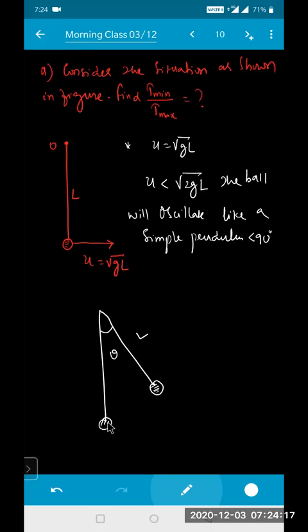So what is happening when you give it a velocity of under root of this one, this will try to make a particle circular motion like this. It is going to this position. So what is the height to which it is being raised? How do we calculate the height? I already told you the formula. H is equal to your L into 1 minus cos theta.